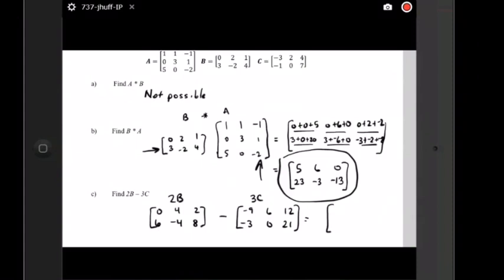And now it's just subtracting entries that are in the same spot. So 0 minus negative 9 is 9, 4 minus 6 is negative 2, 2 minus 12 is negative 10, 6 minus negative 3 is 9, negative 4 minus 0 is negative 4, and then 8 minus 21 is negative 13.